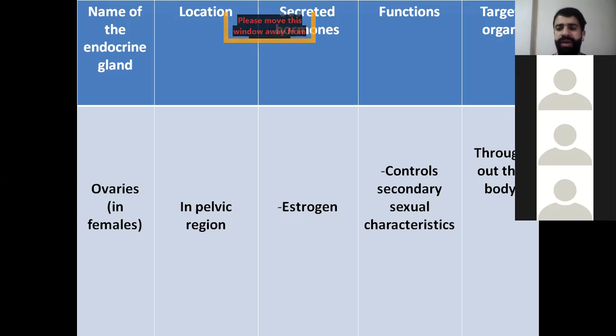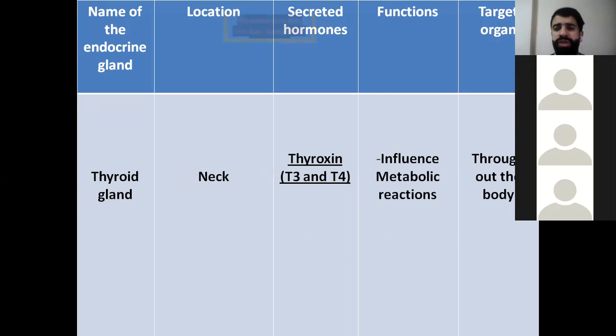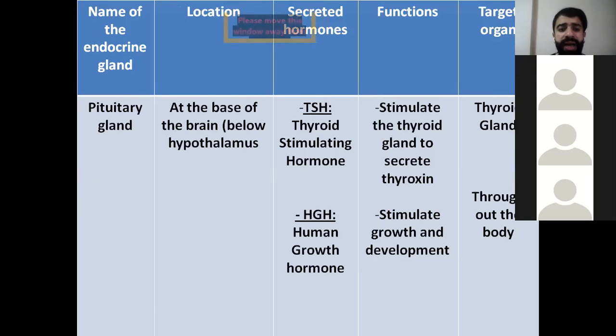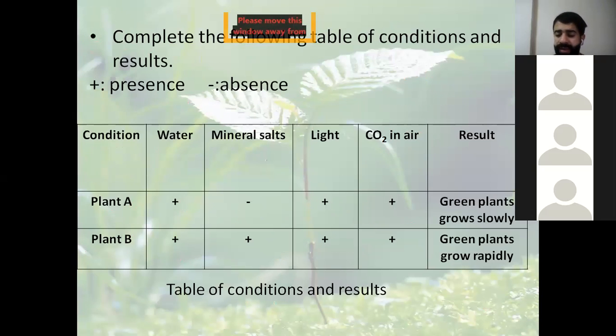So here you have to pay attention to these notes about the endocrine system, about the glands in the endocrine system. You have to review these notes about the glands. You already wrote this in your copybook. Plus, you have to review the plants, the role of each of the elements. You have to know how to draw the table of condition and results. You have to draw it using a pencil and fill it using a pen.